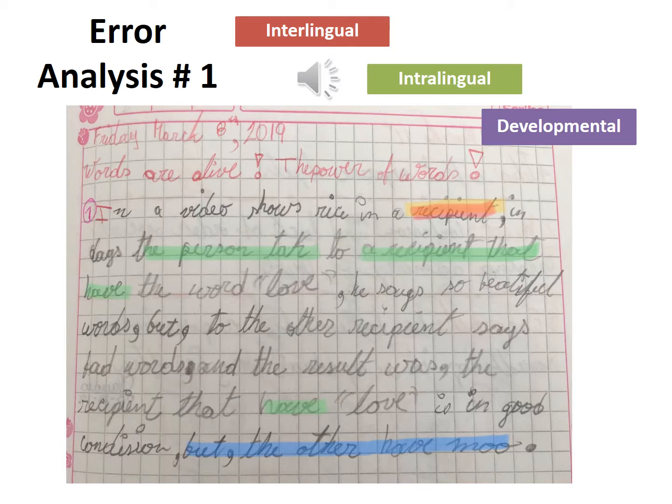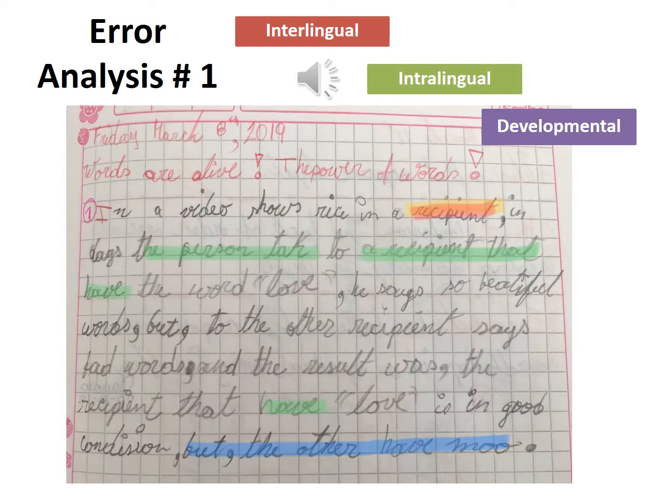Highlighted in green, we have an example of intralingual errors, usually the overgeneralization of grammatical rules. "The person talk to a recipient, in this case to the container, that have the word love." This girl was supposed to say "talked to," actually, because it's referring to the past, to the container that had the word love.